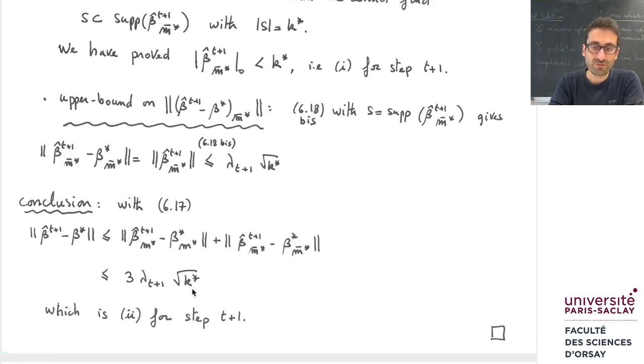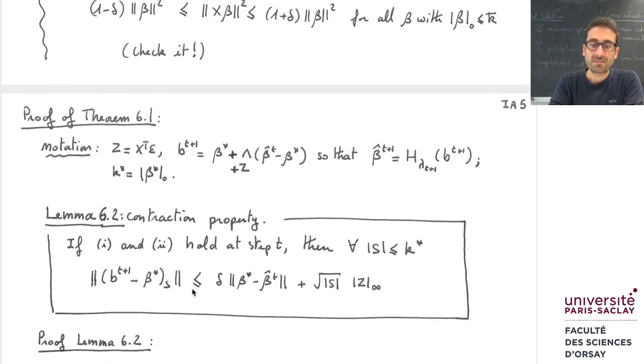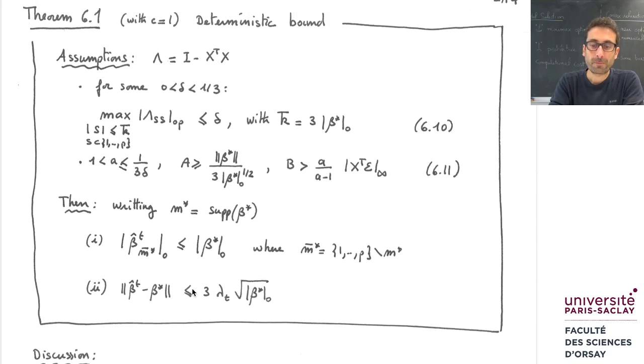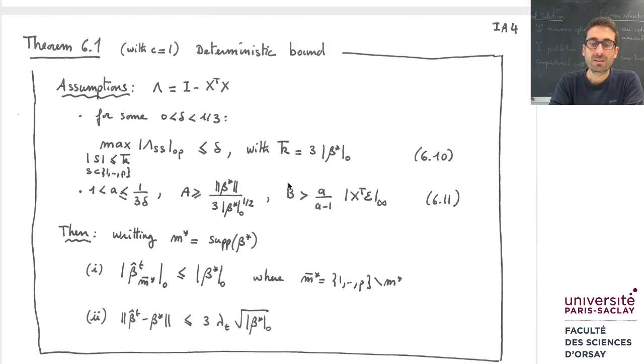Right, so we have proved that for a suitable choice of A and B, under this restricted isometry condition, these two quantities hold at any step t. So at any step, beta t is sparse, and in addition, it fulfills this condition. For t small, lambda t is large, so it is not very interesting, but when t goes to infinity, it will be of this order of magnitude, and it will give us a nice statement.